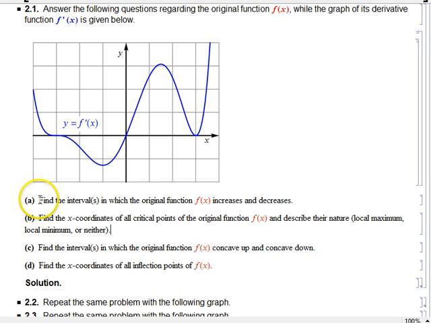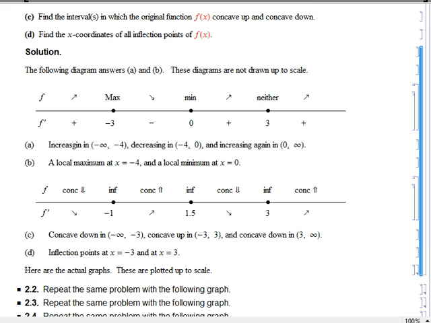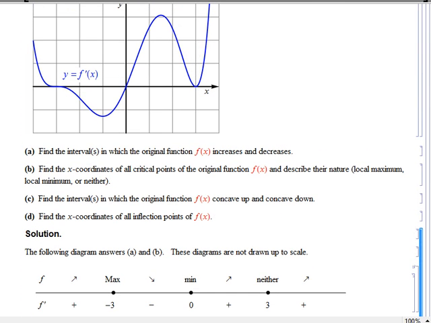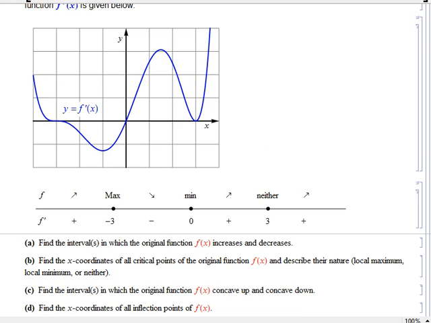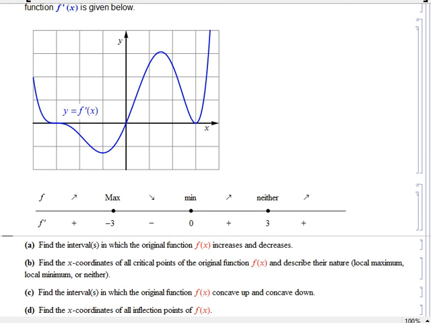In particular, I'm interested in part A and part B, and this diagram will give you the full solution here. Let me move this diagram right below this graph and let's discuss this. Let's look at the derivative function, which we see here. The original function is not given, but I can deduce its behavior from the sign of the derivative function.